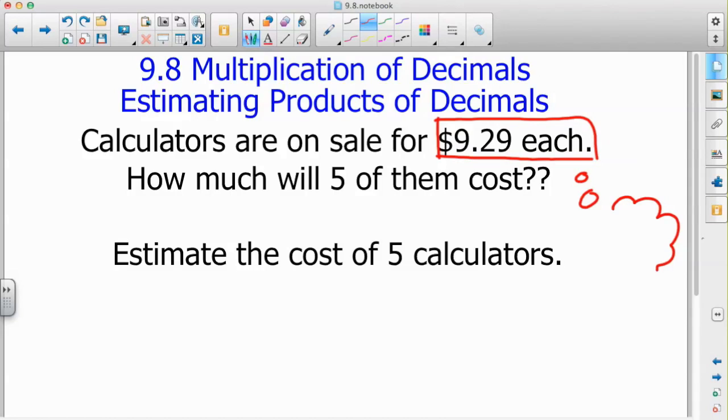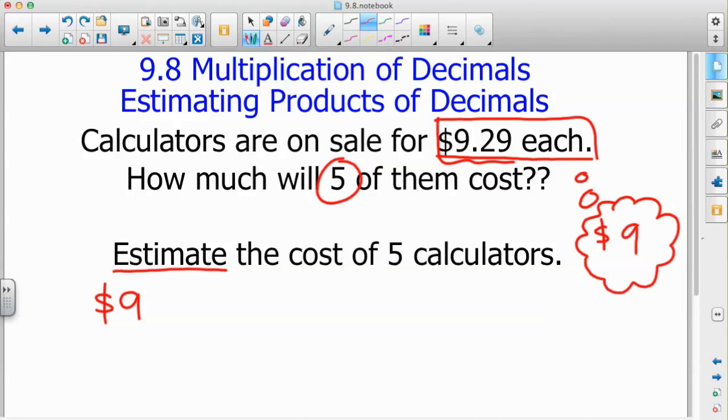$9.29. It's kind of a difficult number to work with. Can we round this in a way to get an easier number? What if I rounded $9.29 to just 9 whole dollars? It's still close, but not exactly $9.29. And if I bought 5 calculators at $9, the estimate of this could just be $9 times 5 calculators, right? And that would be an estimated total cost of $45 for my 5 calculators.